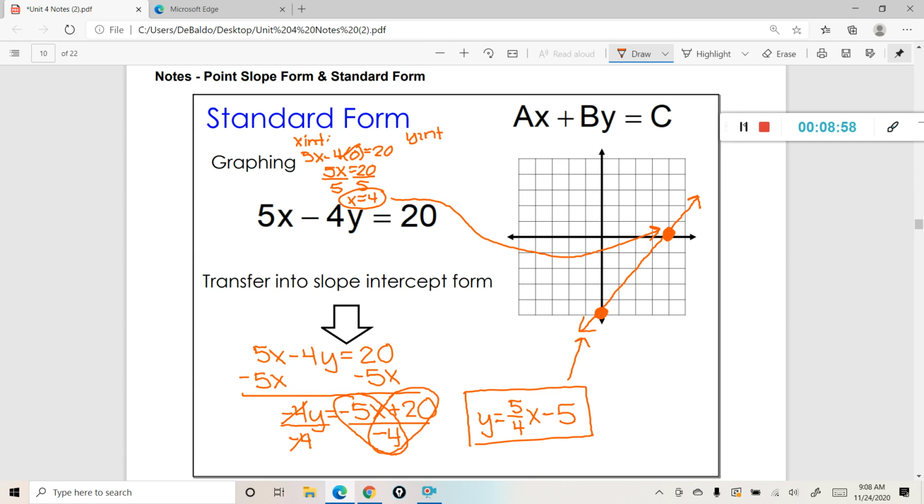And you can do the same thing for the y-intercept. Let me show you what that looks like. So we can substitute 0 in for x. That will give us negative 4y equals 20, and I'm going to divide both sides by negative 4, and that gives us y is equal to negative 5. And you can see that that's our y-intercept. So that's another way that you can graph an equation from standard form. That's another really nice method that you could use other than turning it into slope-intercept form, although you can do that as well.